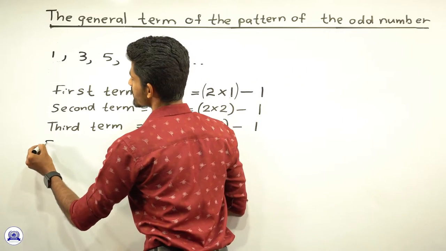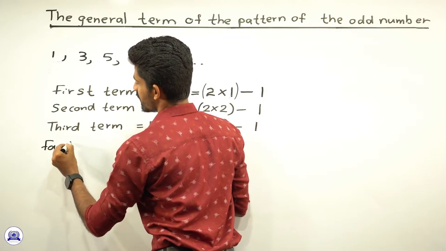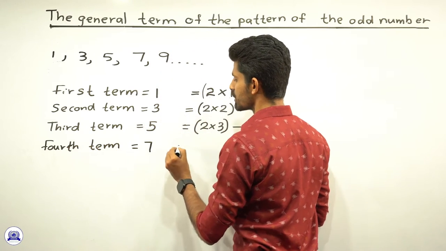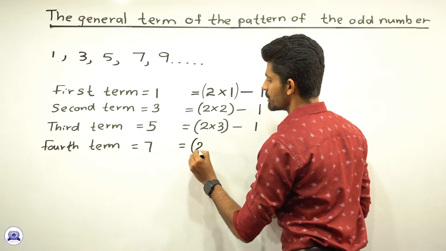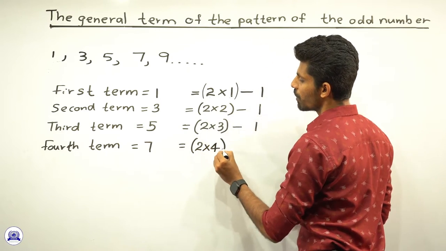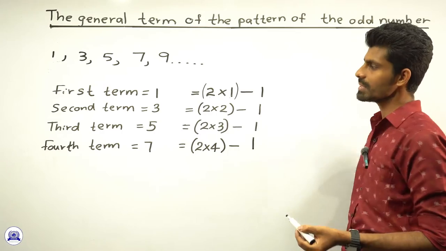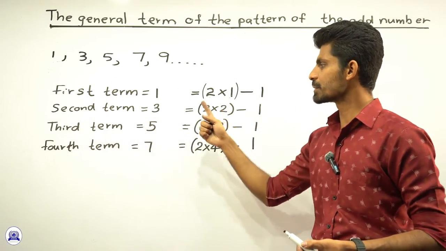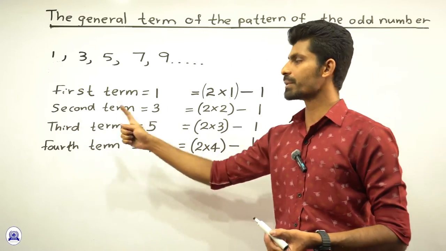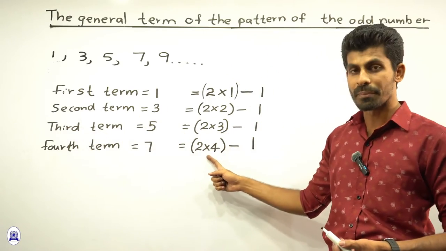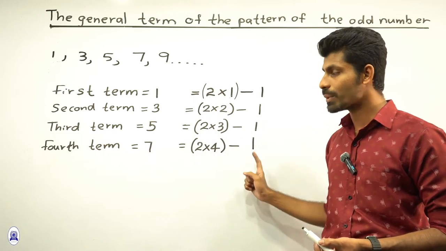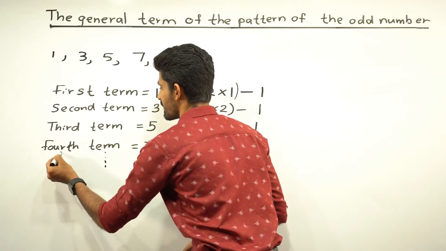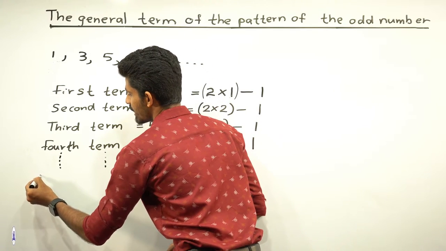Look at the fourth term, which equals 7. That is 2 into 4 minus 1. Now, first term, here 1. Second term, this one equals 2. Third term, this one equals 3. Fourth term, this one equals 4. Now you can see that the 2 and the minus 1 are fixed.